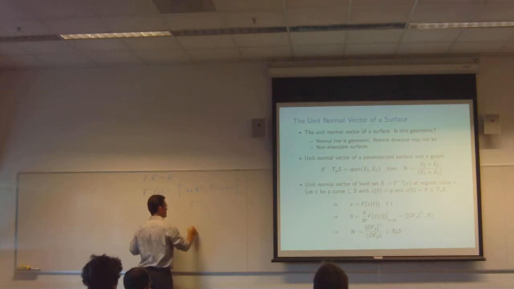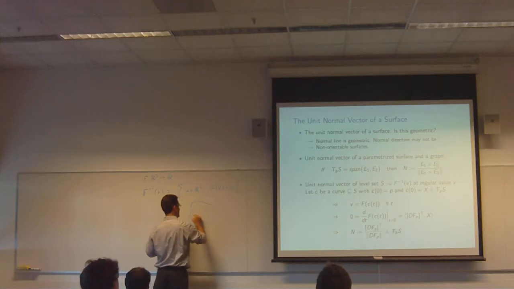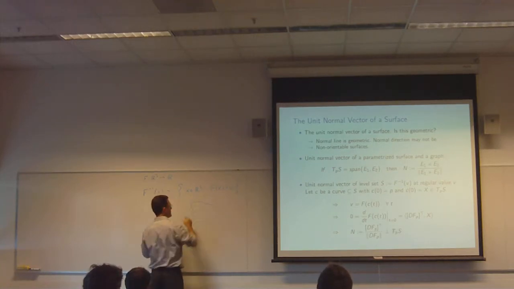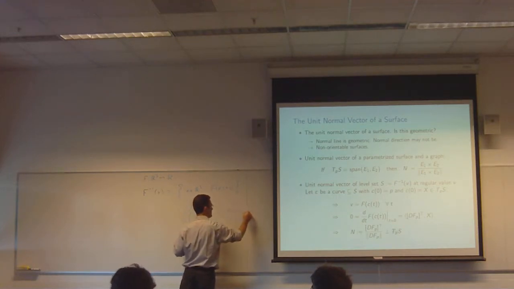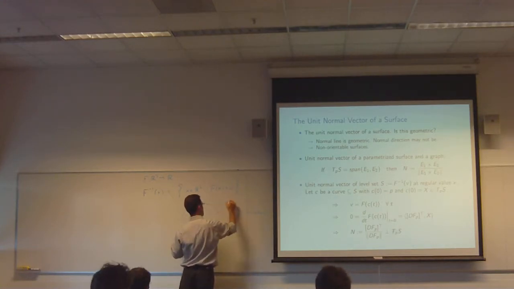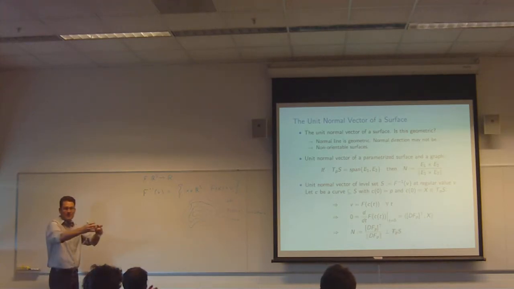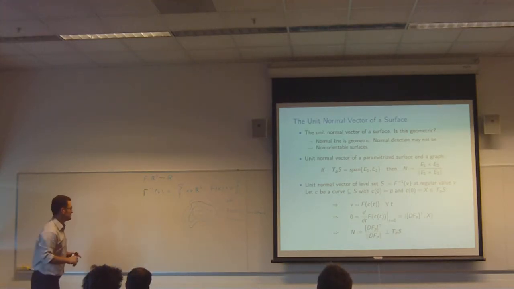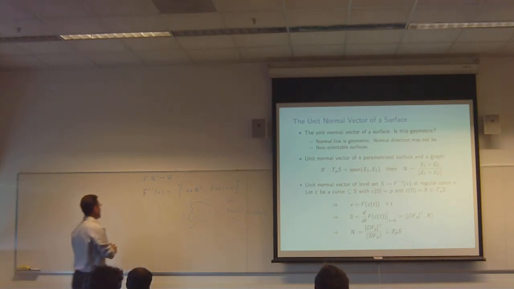Here's a schematic picture of the level sets of the function f. I'm drawing this in R2. So this is f of x equals v. This is f of x equal to v prime for some other v prime. And furthermore, etc. So the level sets, the values of v, foliate the space. Okay, so this is our picture.